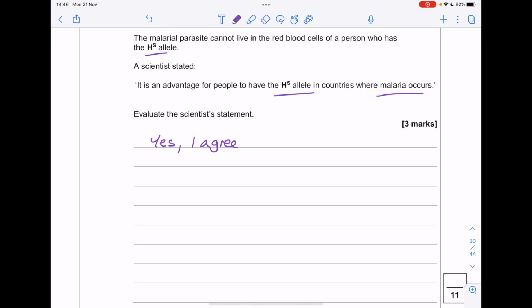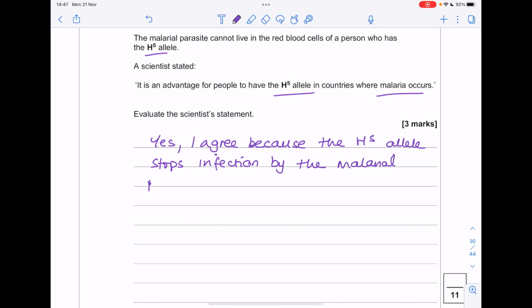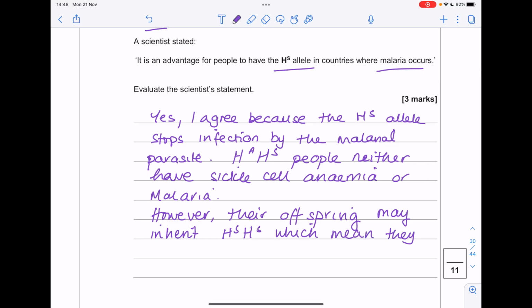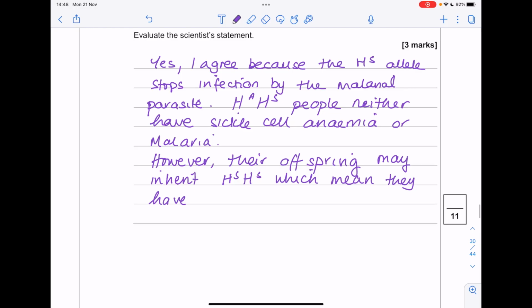I agree because the HS allele stops infection by the malarial parasite. HAHS people neither have sickle cell anemia or malaria. However, their offspring may inherit, because if their parents have HS, then they may get 2 copies of the HS, which would mean that they have sickle cell anemia and therefore, without treatment, have reduced life expectancy and a great deal of suffering.